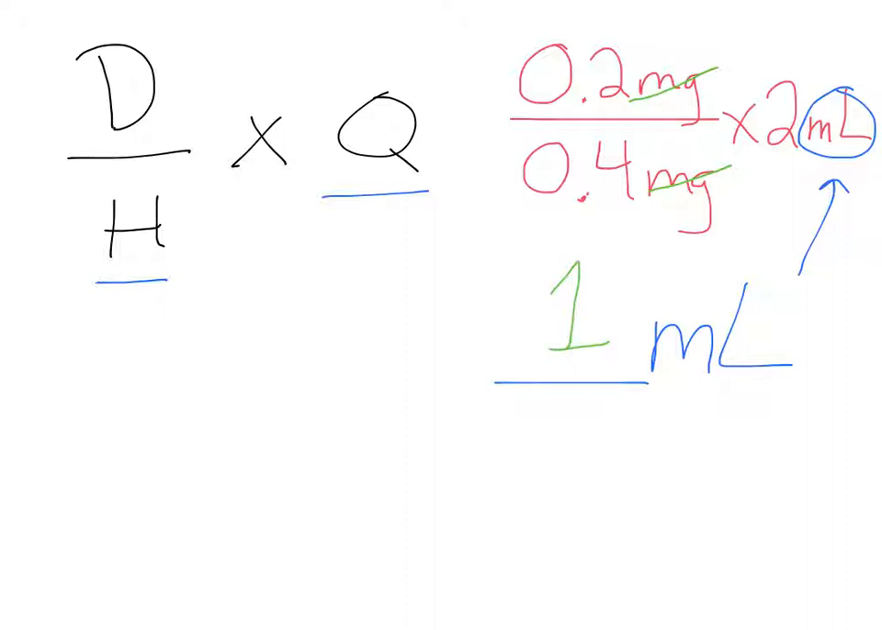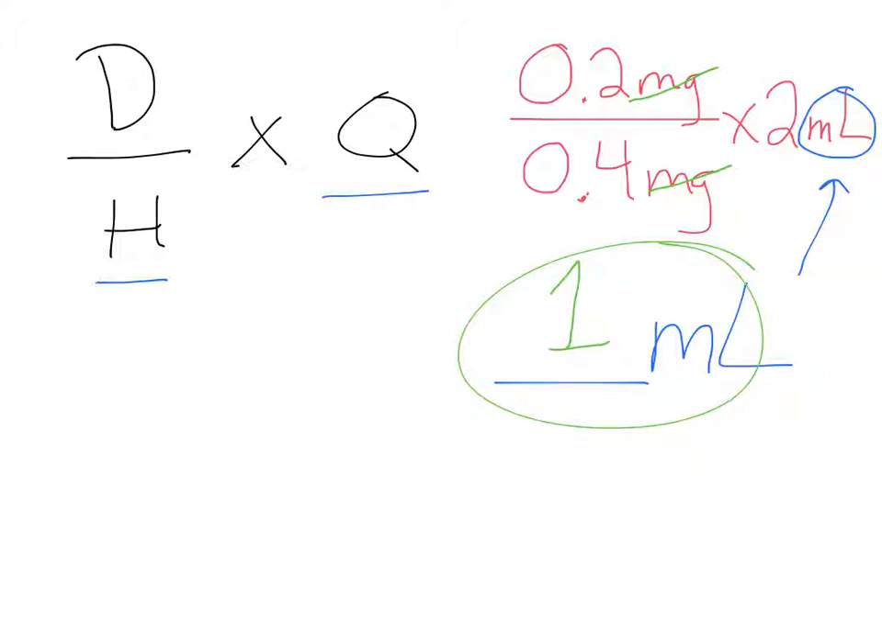And if you think about it, think about how that medication comes. It comes in 0.4 milligrams per 2 milliliters. So for every 2 milliliters that a patient would take, they get 0.4 milligrams. But the doctor has ordered half of that. They have ordered only 0.2 milligrams, which is half of 0.4, which means that they're going to take half of the 2 milliliters. That's why they end up taking 1. I hope that makes a little bit more sense.